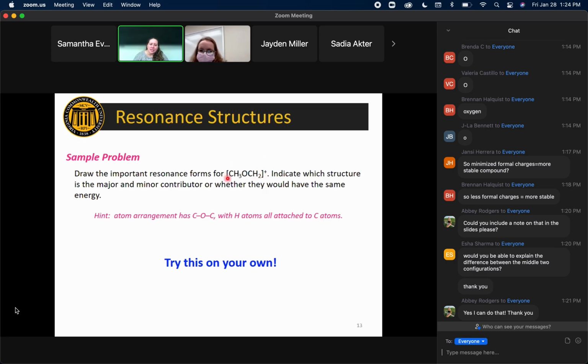And of course, in order to get started on these resonance structures, my recommendation is that you draw one Lewis structure. Draw just one Lewis structure that is valid and legitimate according to the molecular formula and overall charge that you have on this molecule. And I've given you a hint here. I've told you that the atom arrangement is linear, COC, and then hydrogen atoms are all attached to carbon atoms. So once you draw your one Lewis structure, look at that Lewis structure and see if there are any electrons you can move around to get another resonance form for that molecule.